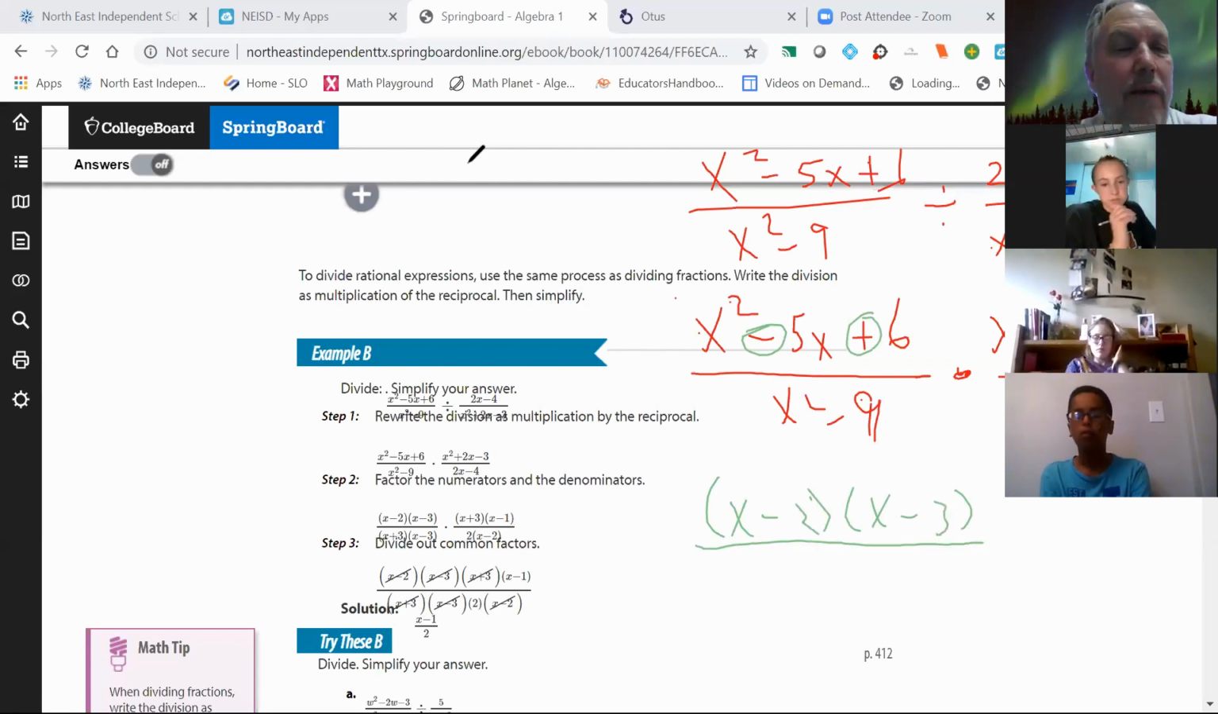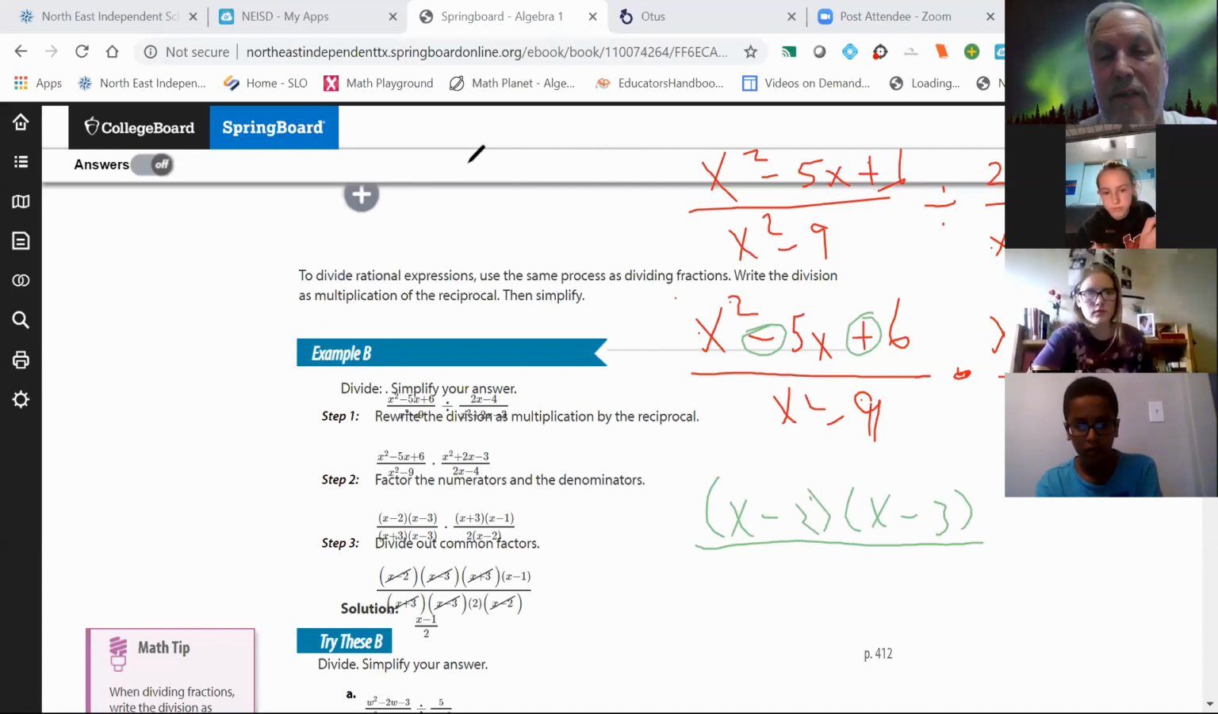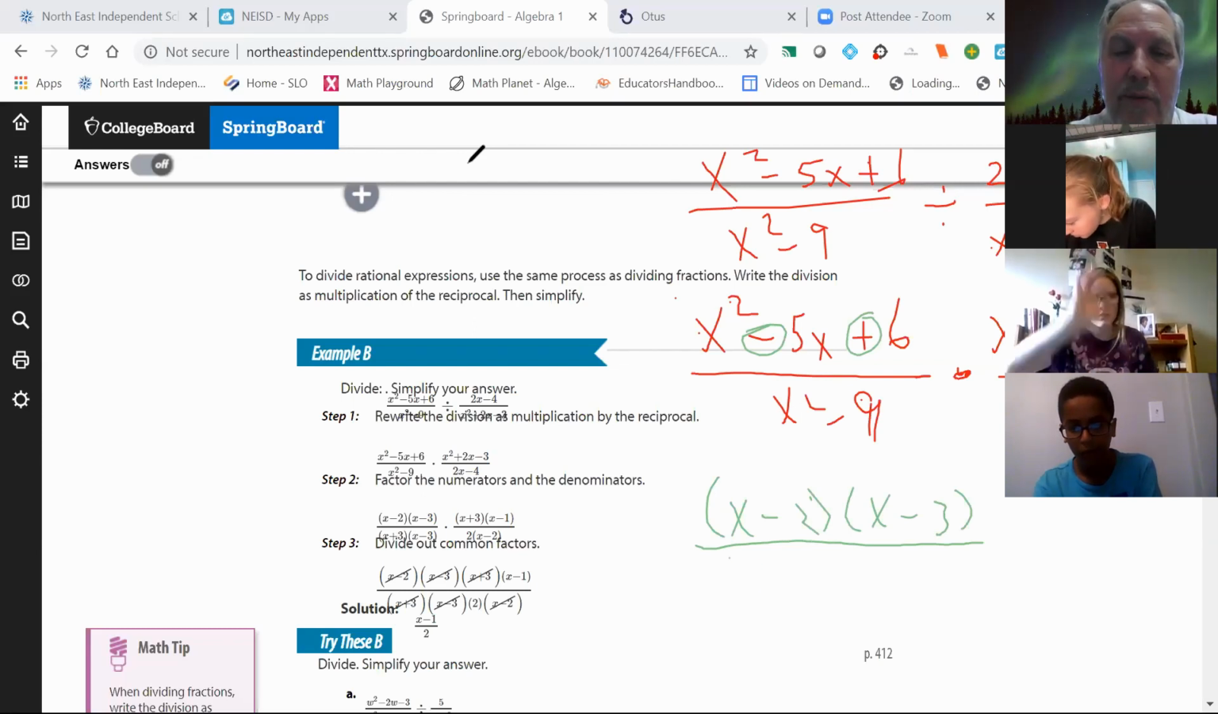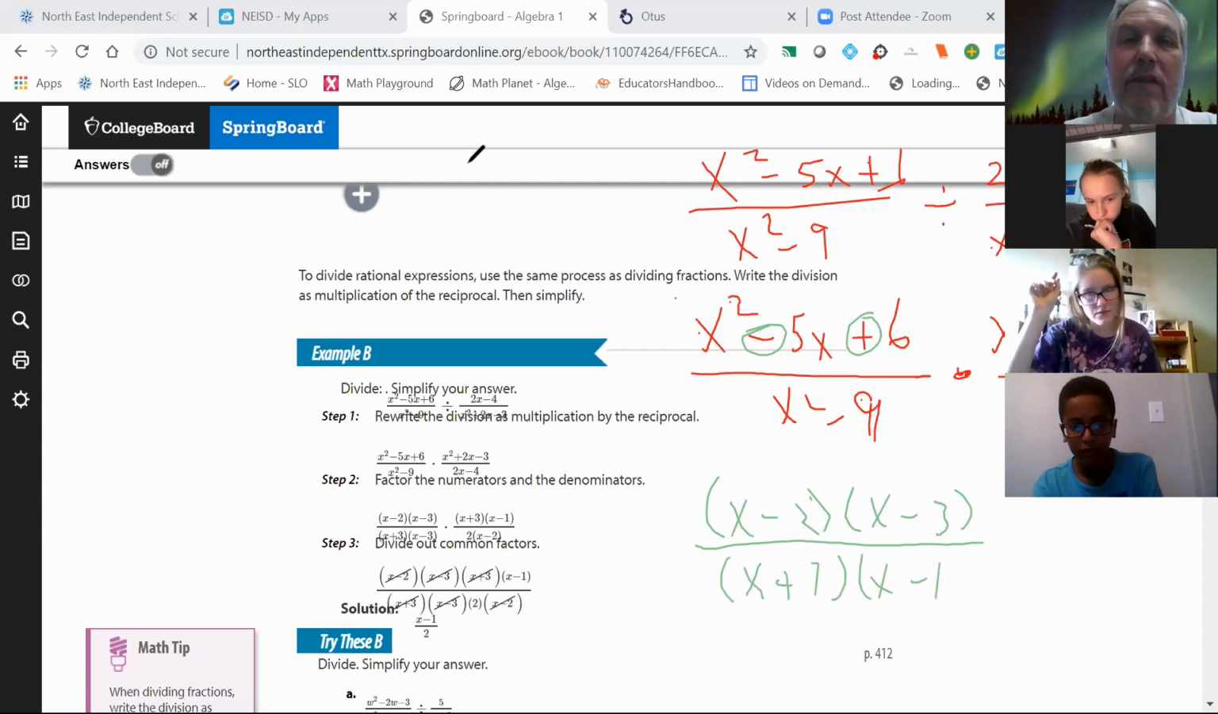X squared minus 9. We check for a greatest common factor. Greatest common factor is 1, so we can't factor anything out. And so we look closely. It's a difference of squares. So we know since it's a difference of squares, that's going to be x plus 3, x minus 3. Those 3's did not come out very well.